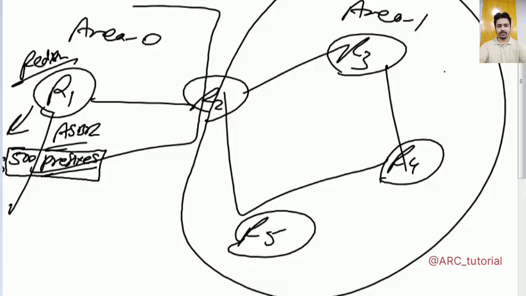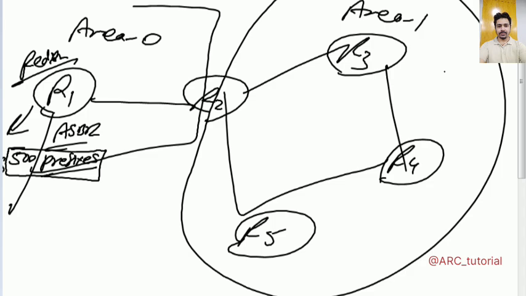ABR must have very good hardware configuration. However, generally we prefer to configure single area OSPF in the networks, but in case you have a huge number of routers, a huge number of devices in a single network, then of course it will not be a good idea to implement only single area OSPF.